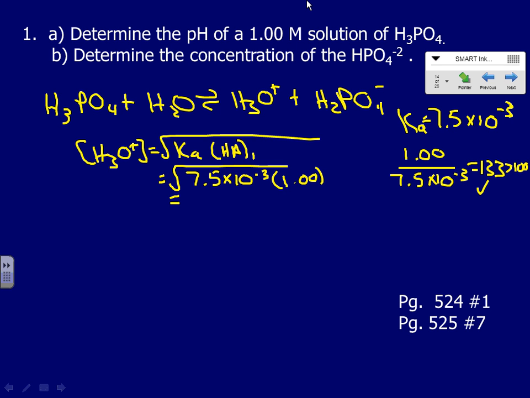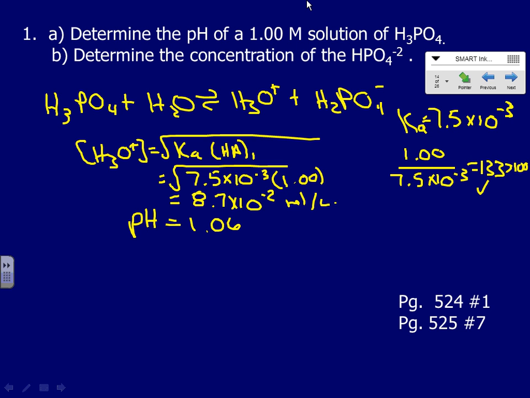No one wants to give it up today? What is this? What's going on? Yeah, Shauna, what do you got? 8.7 times 10 to the negative 2 moles per liter, and therefore pH is, yep, 1.06? 1.06. Okay? We like that number?